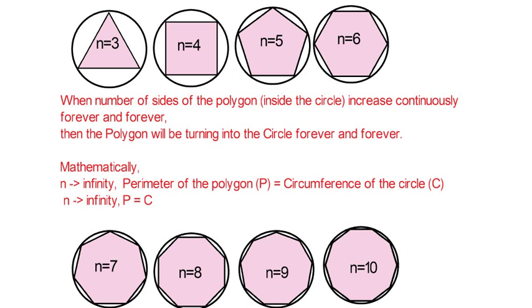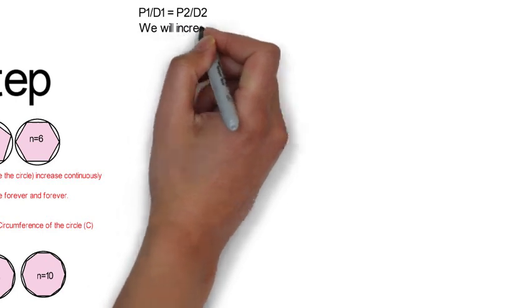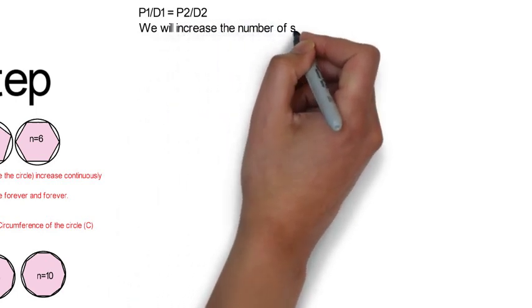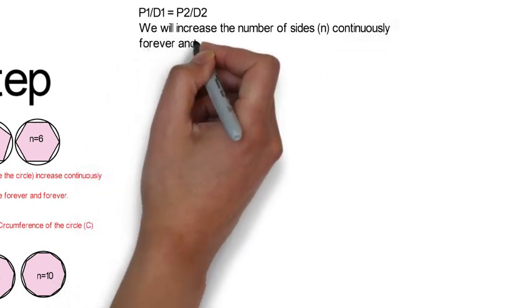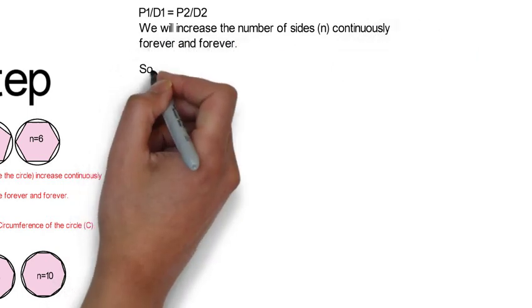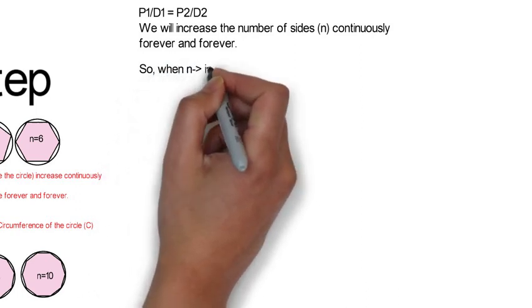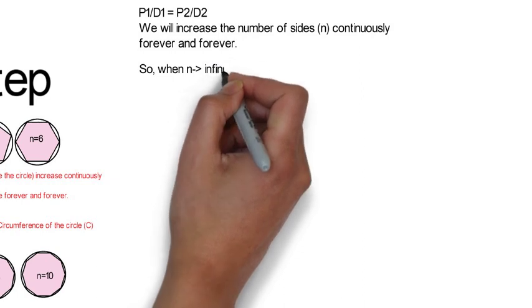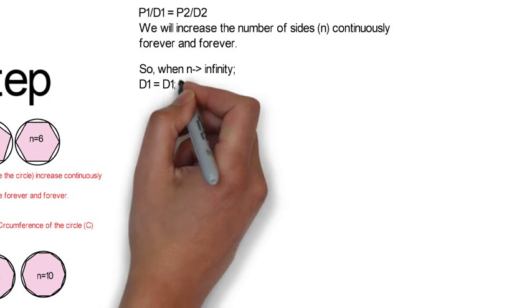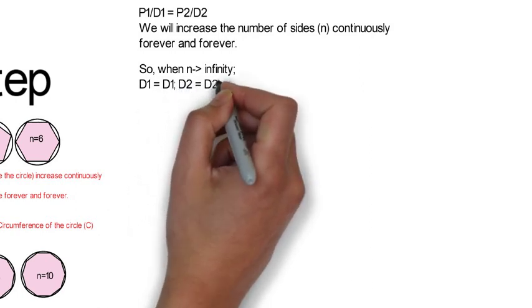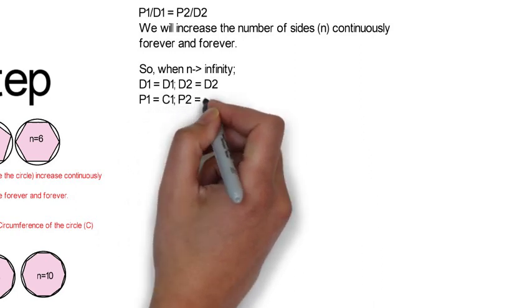The equation we derived earlier is P1 by D1 is equal to P2 by D2. Now let us continuously increase the number of sides of the inscribed polygons forever and forever. This increase in the number of sides of the polygons does not affect the size of the circles. That is, D1 and D2 remain the same. However, the perimeter of these polygons will be becoming the circumferences of their circles. That is, P1 equal to C1 and P2 equal to C2.